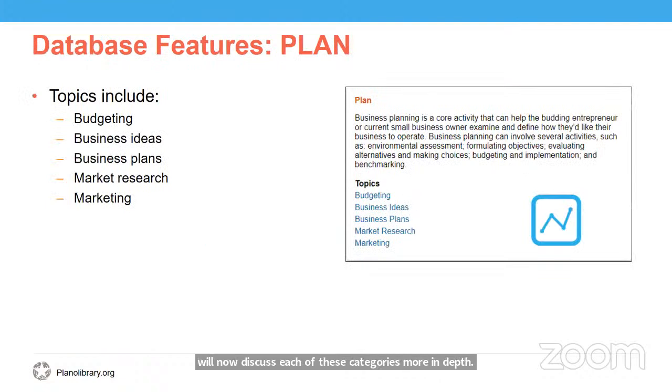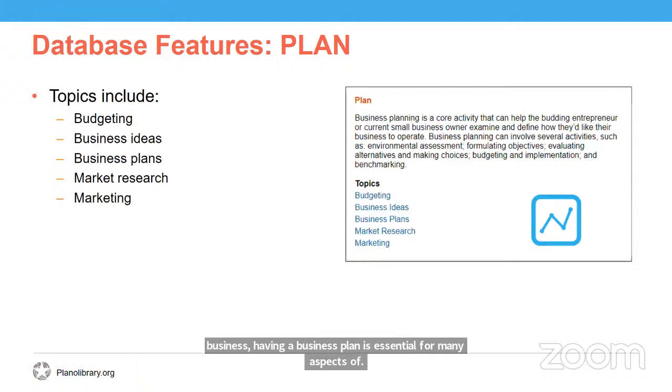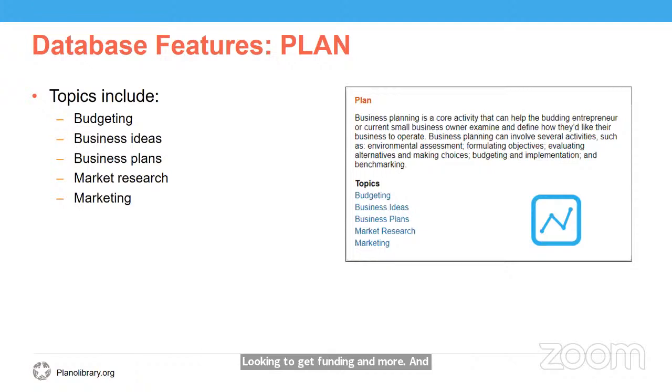The first feature is plan. The plan feature is focused on business plan research and other information to help get your business started. Topics in the category include budgeting, business ideas, business plans, market research, and marketing. This is a really important part of starting your business or really just growing any facet of your business. Having a business plan is essential for many aspects of looking to get funding, and more. And it's useful to use this resource for figuring out what that even looks like, or what you need in your business plan.